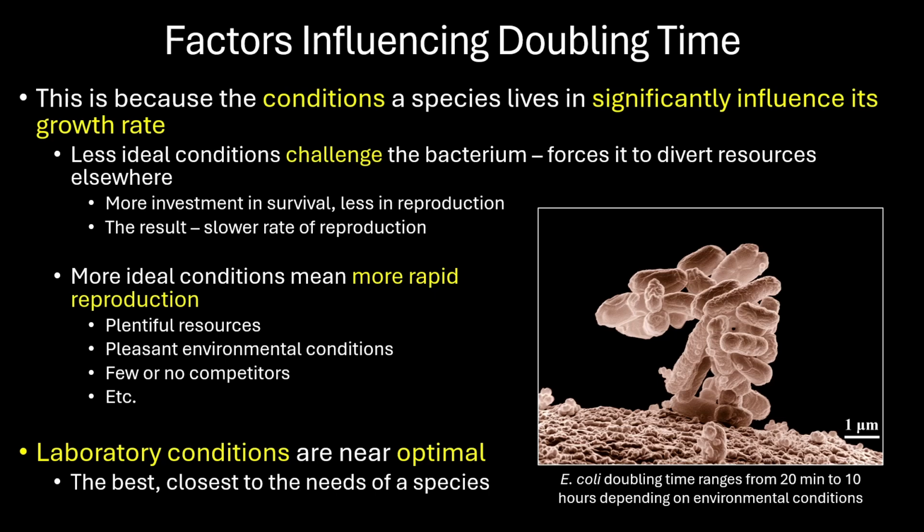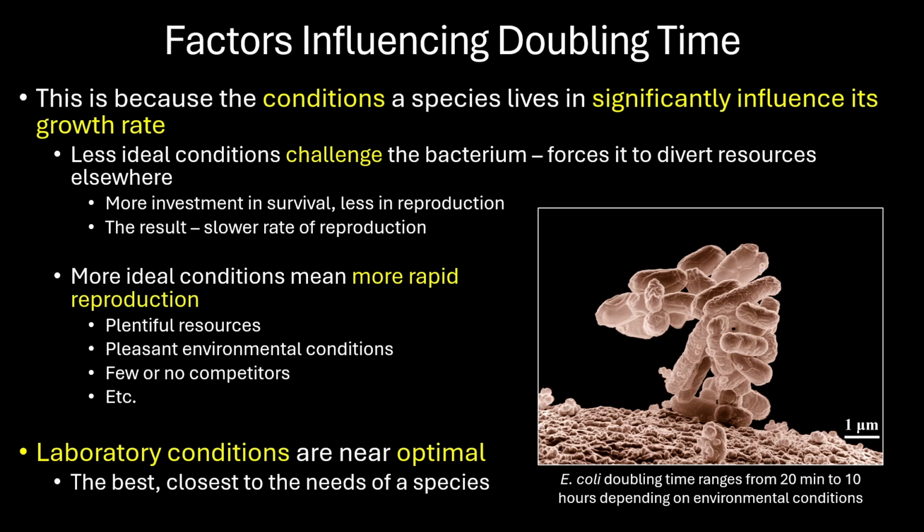So these conditions that different species can be under as they are trying to survive have a really strong influence on growth rate. Less ideal conditions can become a challenge for the bacterium to overcome. It has to divert a lot of its resources that would normally go to replicating, to making more of itself. Under these less ideal conditions, it has to use a lot of those resources towards basic survival needs, because it kind of requires more work under those conditions, and as a result, we have a slower rate of replication.